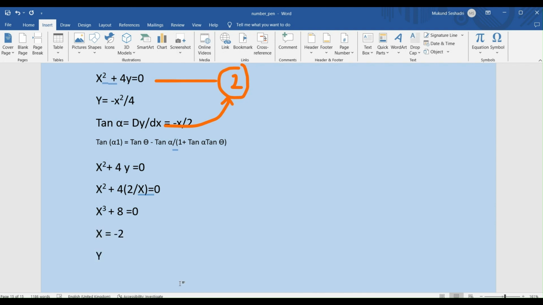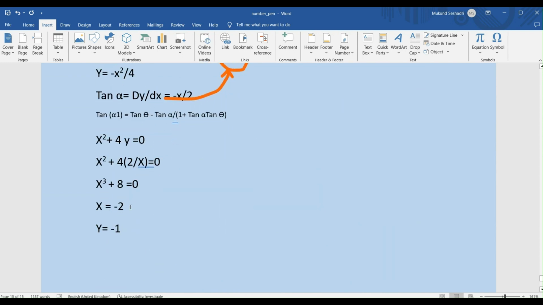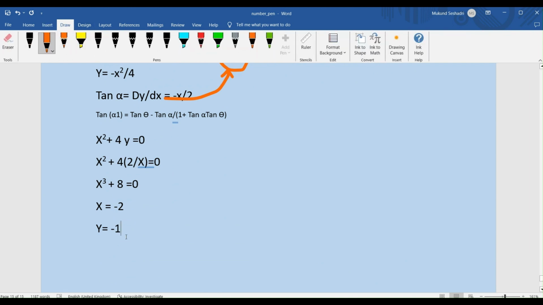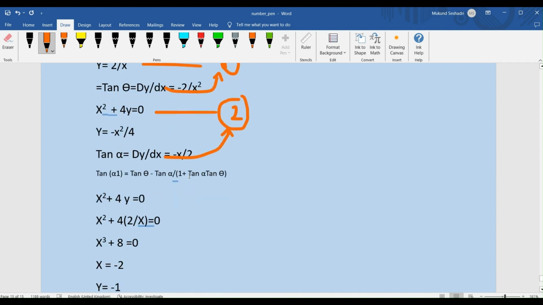And whenever x equals minus 2, I have y equals minus 1, because you have xy equals 2 at the point of intersection, and at the same time it has to satisfy the equation of the parabola as well, right? X squared plus 4y equals 0. So these are the 2 points, which is minus 2 comma 1, right, where we have these curves intersecting. So now it becomes very simple. We know what our tan theta is, which is minus 2 by x square.